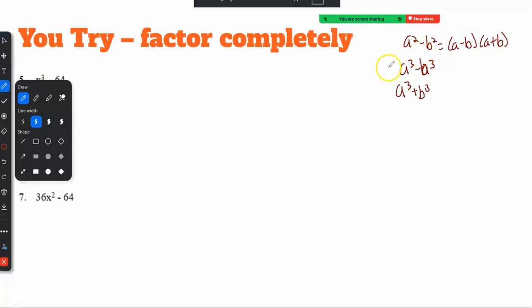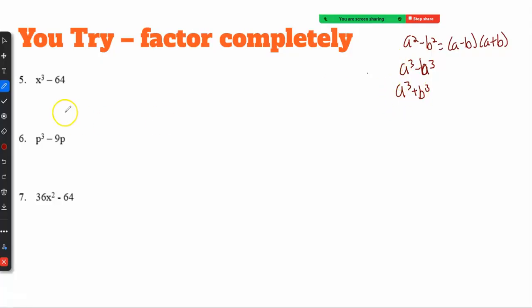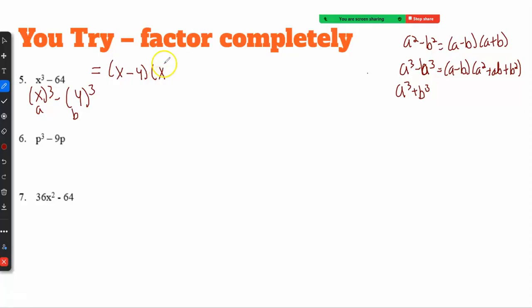So I'm going to still look at which formula in the upper right I'm going to use. This looks like something cubed minus something cubed. X and 4. So there's my A and B. So now I need to use my difference of cubes. So A minus B, A squared plus A times B plus B squared. If you can show it in less steps, that's fine.